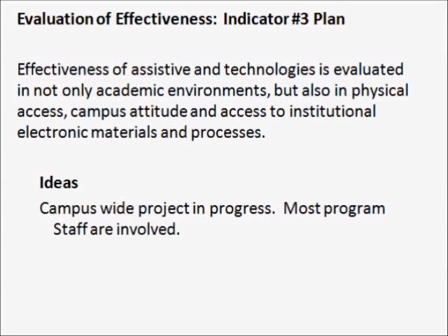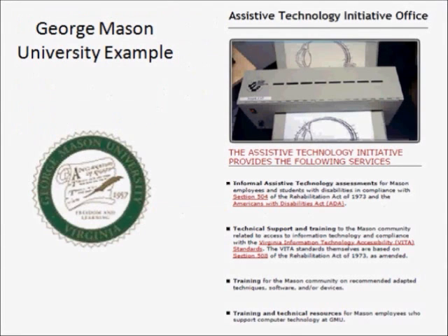When they went online, they also found a resource from George Mason University, which talked about the kinds of services that were provided in that assistive technology initiative office. It described assessments, but also training for the George Mason University community at large, and accommodations and adaptations that were provided across the campus. They looked at this site in more detail to come up with additional ideas about how they might implement their plans.